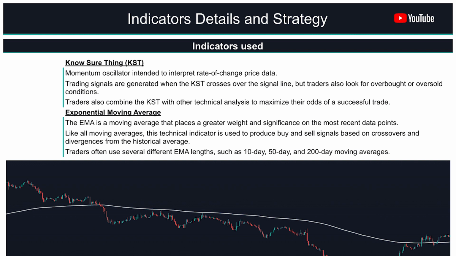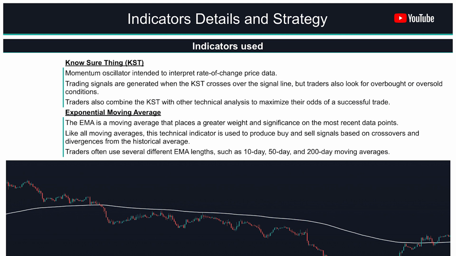The KST, also known as the Know Sure Thing, is a momentum indicator developed by Martin Pring to make rate of change readings easier for traders to interpret. Trading signals are generated when the KST crosses over the signal line, but traders also look for overbought and oversold conditions. Traders also combine the KST with other technical analysis to maximize the odds of successful trades.